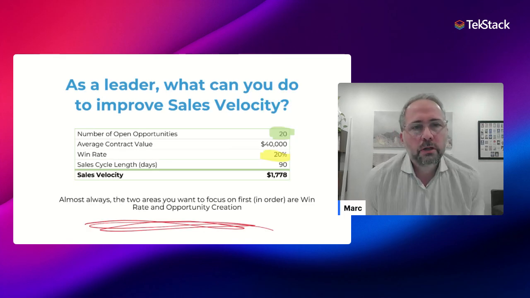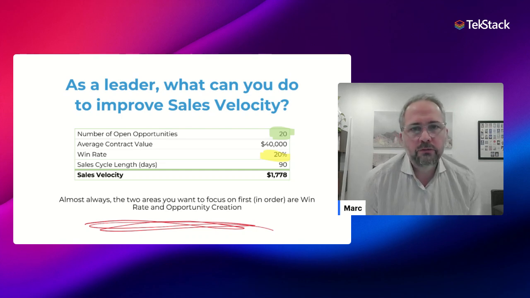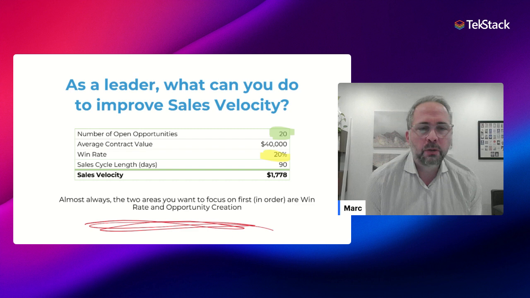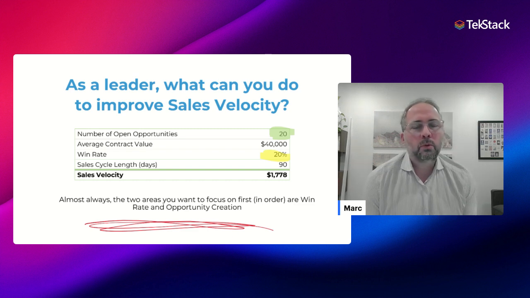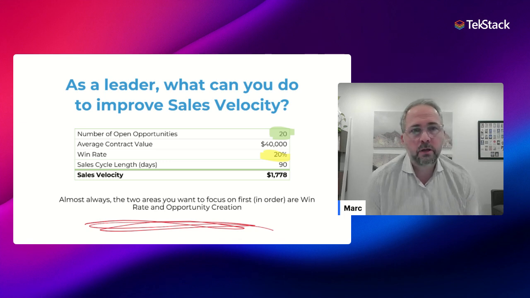So as a sales leader, what can you do to improve sales velocity? Almost always, I would say the two most important metrics here are the opportunity creation metric and the win rate, but I would focus on win rate first. In this example, our win rate is 20%. That leaves lots of room for improvement. Moving from 20 to 25%, 20 to 30% is massive, right? But that's where I would focus first. Why is my win rate 20%?